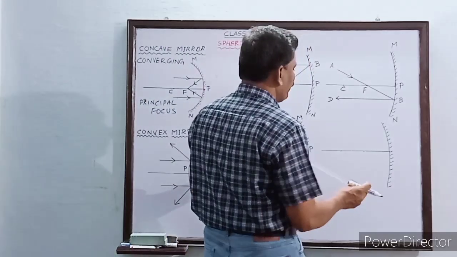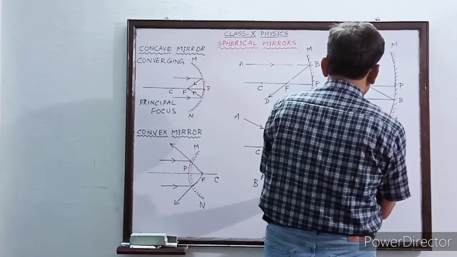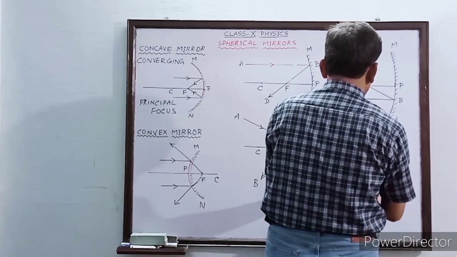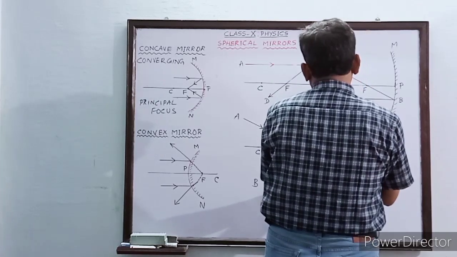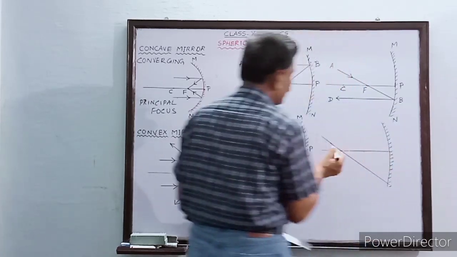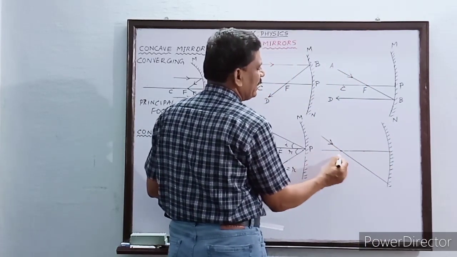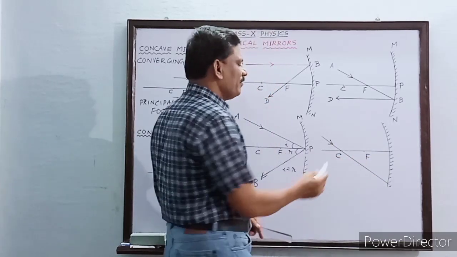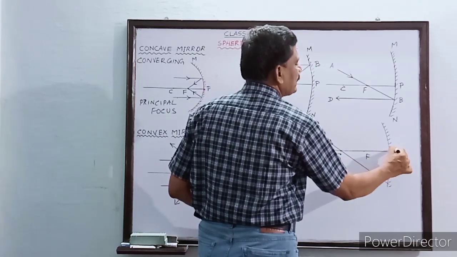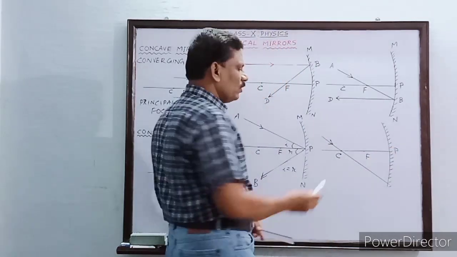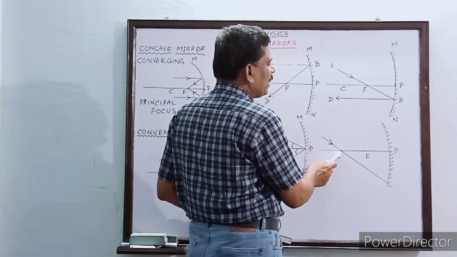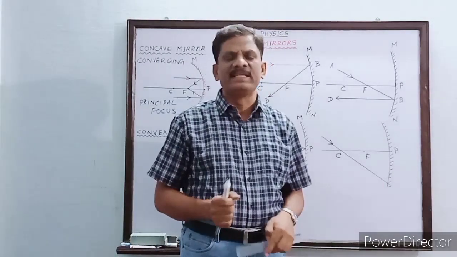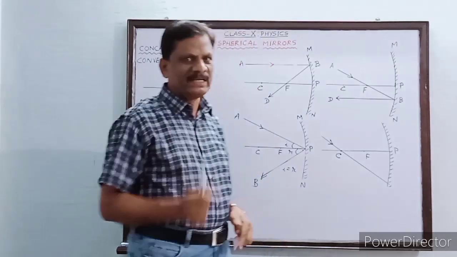And one more ray. What will happen if the ray is passing through the center of curvature? If the incident ray is passing through the center of curvature itself, this is the corresponding ray. You see that this is the incident ray which is passing through the center of curvature. From the center of curvature to the pole is called the radius of curvature. Any straight line drawn from the center of curvature to the reflecting surface will be normal, perpendicular to the reflecting surface.